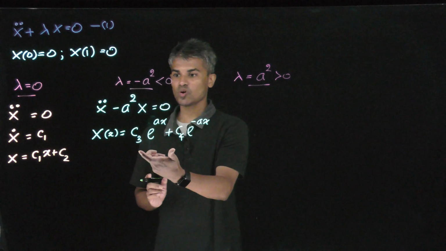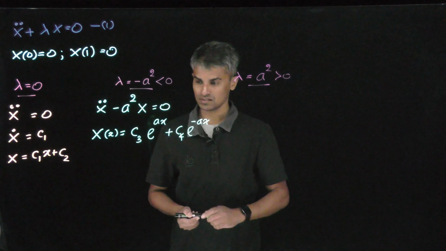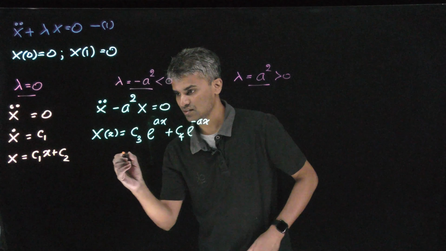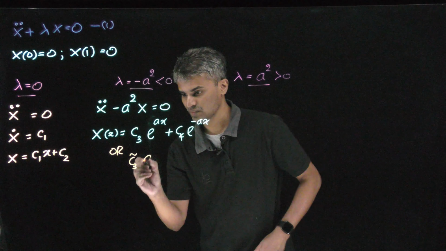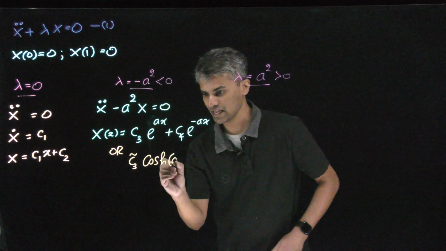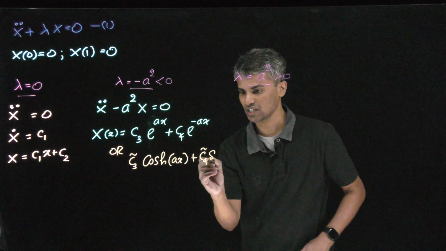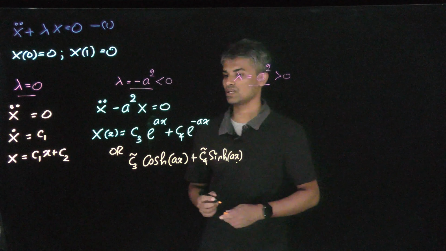Here, if you want, you can write the solution using the hyperbolic trig functions as well. If you want to do that, then you should get c3 tilde hyperbolic cosine of ax plus c4 tilde times hyperbolic sine of ax.